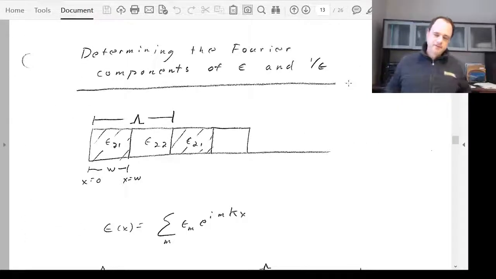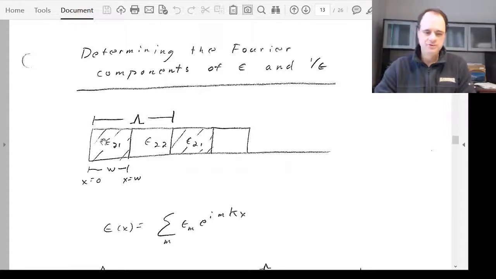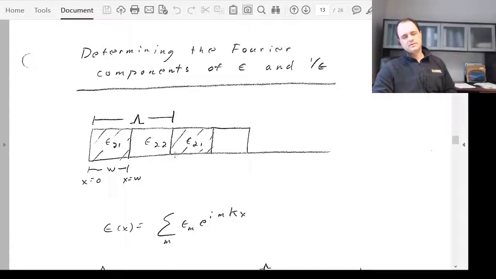So this middle pattern layer will have two dielectrics within one period going from x equal to 0 to x equal to capital lambda. The first index says that this is layer 2. The second index is for the material. So this is layer 2, material 1, layer 2, material 2. And material 1 goes from 0 to W. Material 2 goes from W to capital lambda.